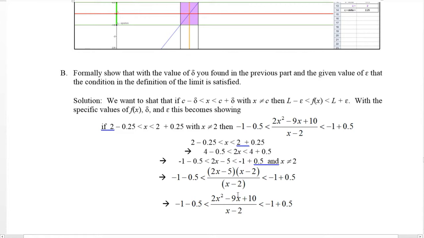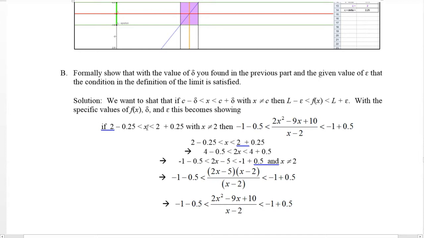Let's do it formally. So formally, what we want to do is show that if C minus delta is less than x, which is in turn less than C plus delta, with x not equal to C, then that makes L minus epsilon less than f of x less than L plus epsilon. Now let's put in the specific values of f of x, delta, and epsilon that we're dealing with.